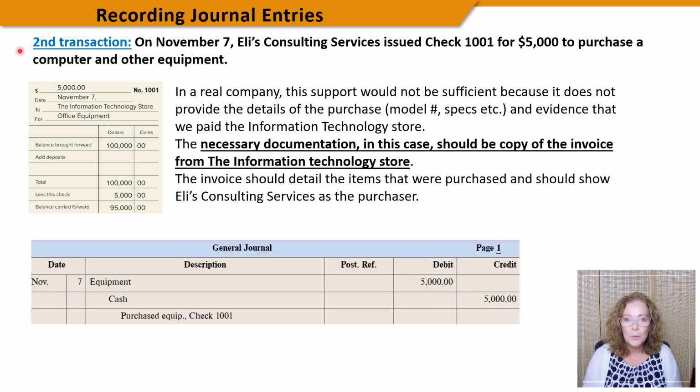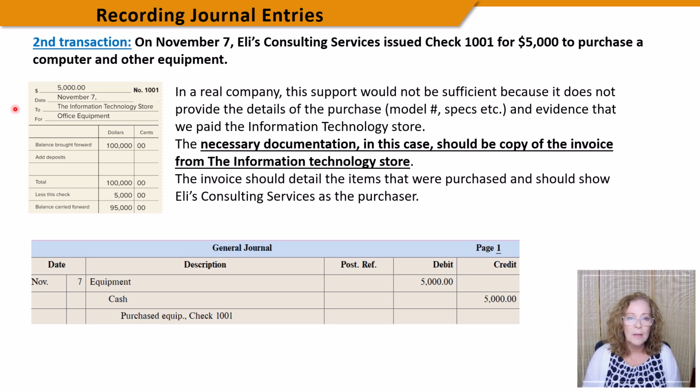Please see the video about the three-step process for mastering debits and credits if you need to revisit the concept. In transaction number 2, on November 7th, Eli's Consulting Services issued check 1001 for $5,000 to purchase a computer and other equipment. We can see the journal entry documentation, but in a real company, this support would not be sufficient because it does not provide the details of the purchase, such as model numbers, specs, etc., and evidence that Eli's Consulting paid the information technology store. This document looks like it is a check stub from a checkbook.